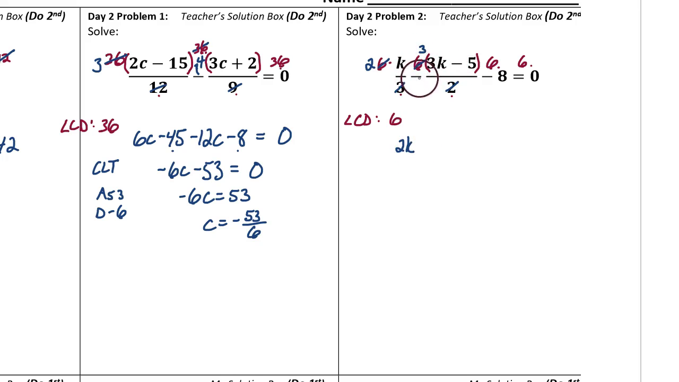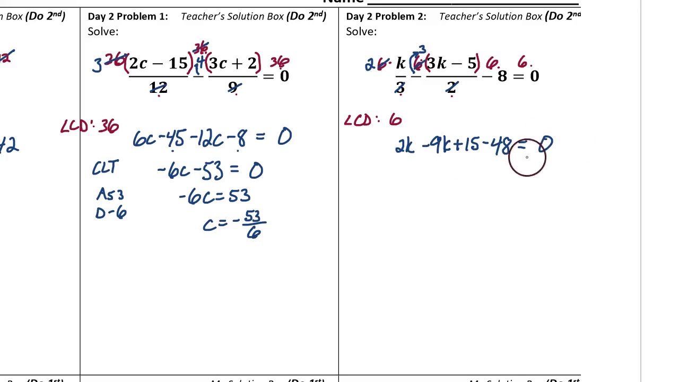When we get to this section here, notice the minus sign. Be sure to include that with the 3 so that you're thinking of it as negative 3 distributed to these terms. Negative 3 times 3k is negative 9k. Negative 3 times negative 5 is positive 15. Then we have a minus, and 6 times 8 is 48. And then we have equals 0.